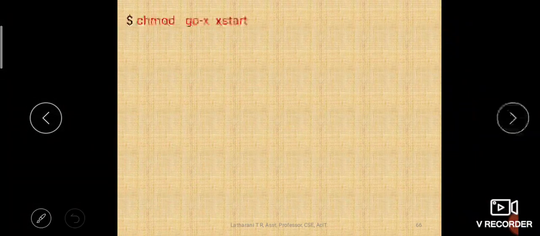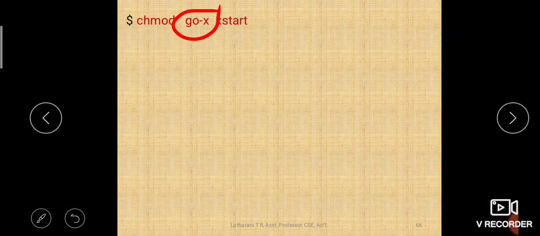Okay, next let us see minus, that means removing the execution permission. chmod go minus x start. For the file x start, we are removing the execution permission. Just now we added, no? So now we want to remove the execution permission for group and others, and the rest of the permissions we are not touching. Okay, we are not disturbing. So let us see what happens.